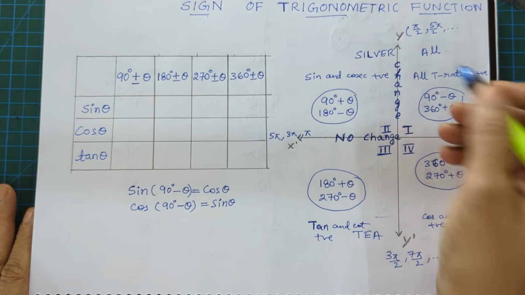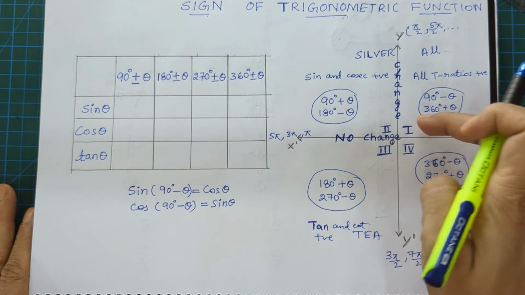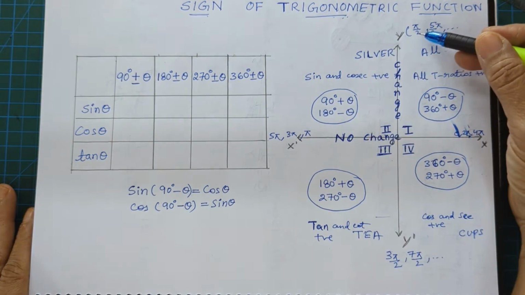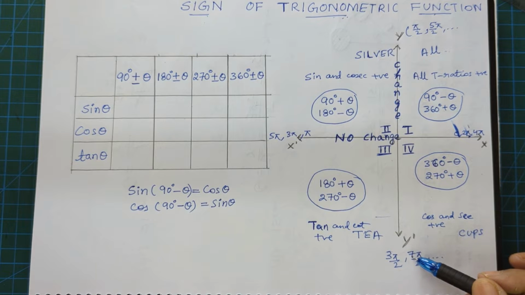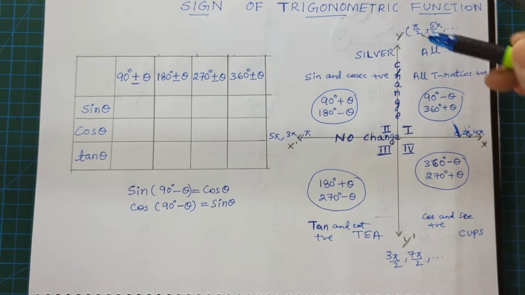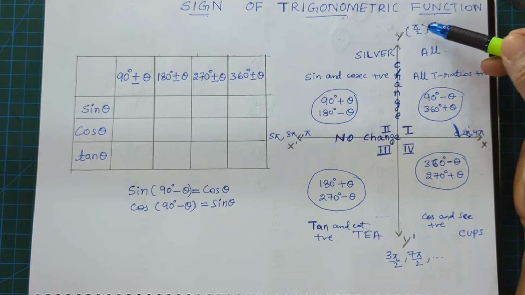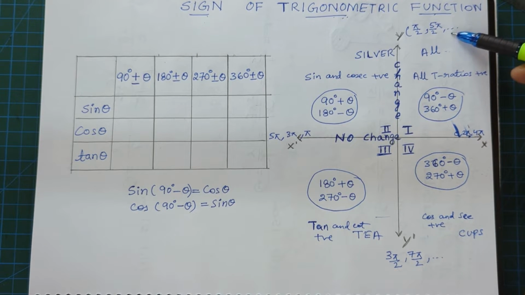Similarly, y-axis. From here to here, this angle is 90. So positive y-axis is for odd multiples of pi by 2, as well as negative y-axis is also for odd multiples of pi by 2. Pi by 2 means 90. Pi is 180, 180 by 2 is 90. So positive y-axis will be for pi by 2, 5 pi by 2, 9 pi by 2, etc.